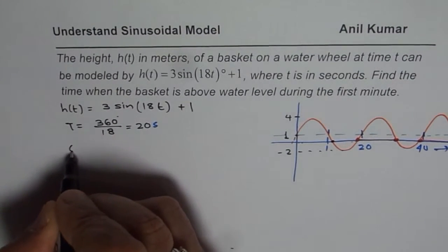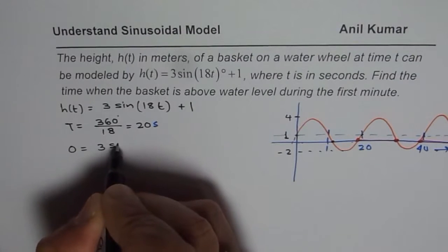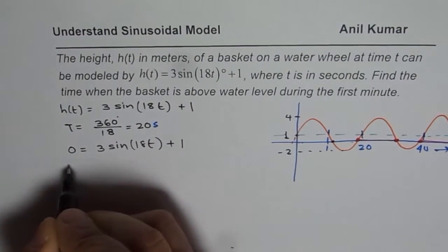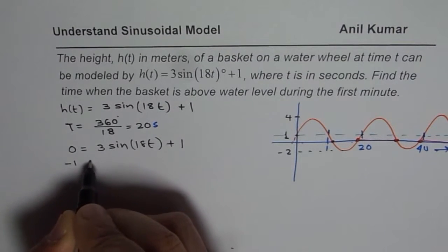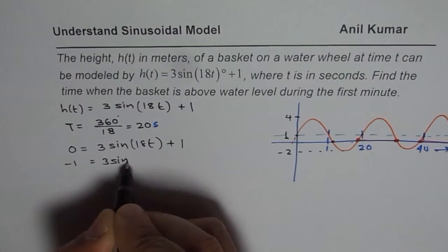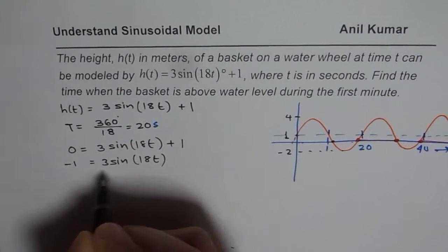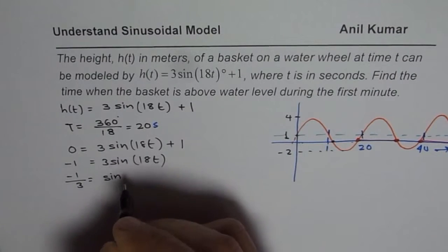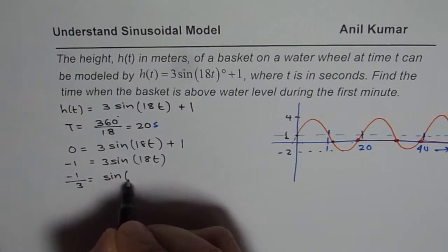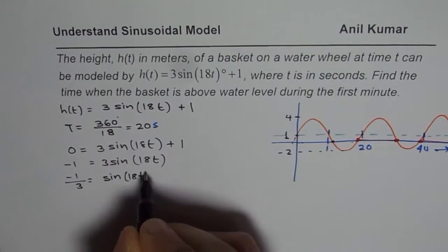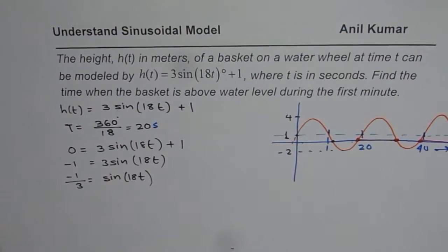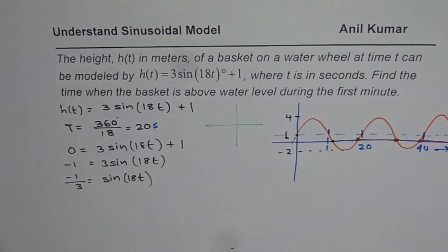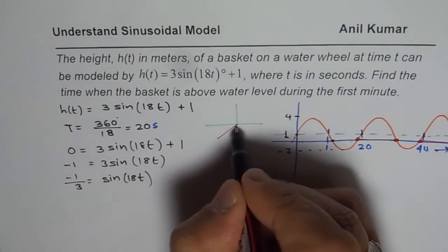So we'll say height is 0 for 3 sine 18t plus 1. Let's rearrange. So we have minus 1 equals 3 sine 18t, and when we divide this by 3 we get sine 18t equals minus 1 over 3. Now when is sine negative? The sine function is negative in quadrant 3 and 4.